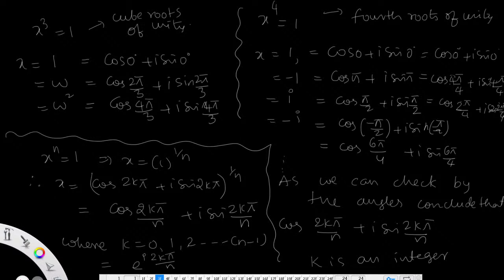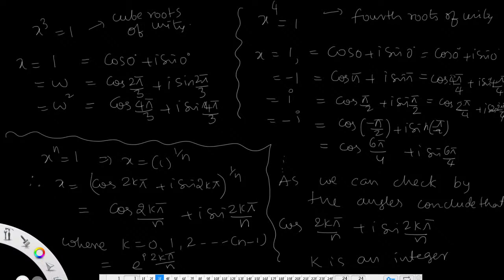All of you please make a note now. Just revise all those formulas: x cube equal to 1 gives 1, omega and omega square, and x power 4 equal to 1 we can write as the fourth roots of unity, that is 1, minus 1, i and minus i.